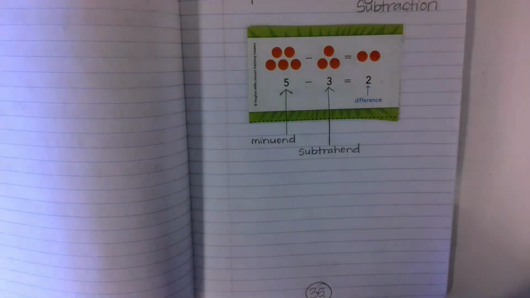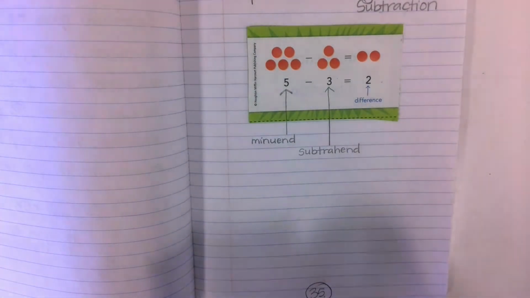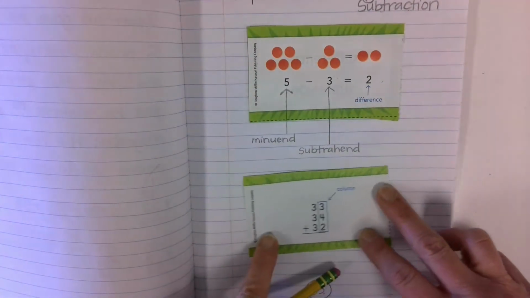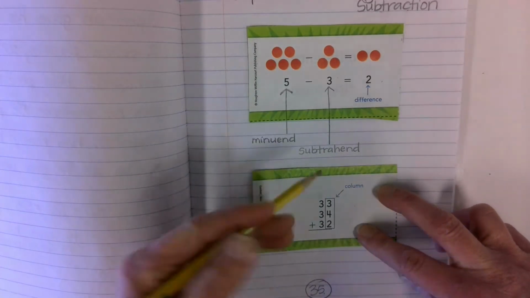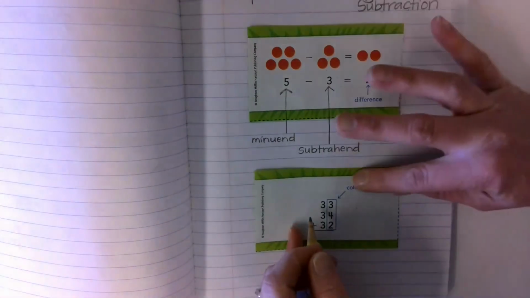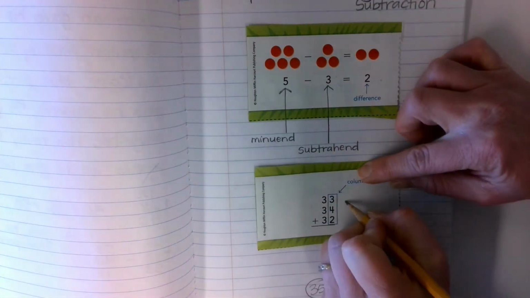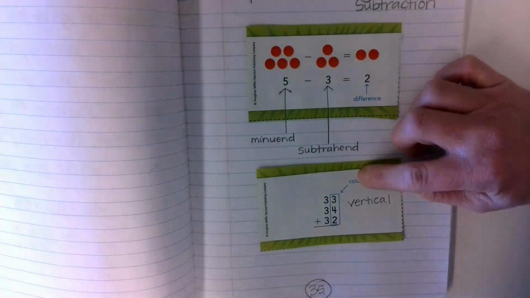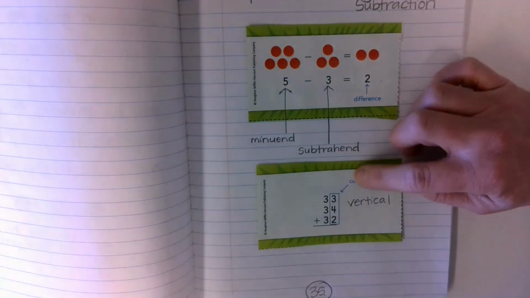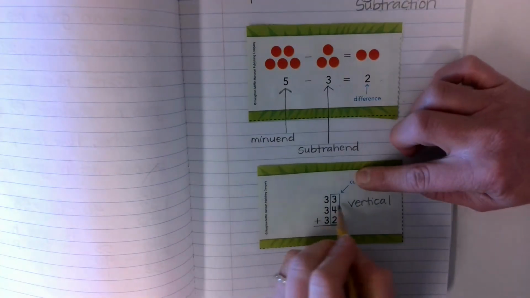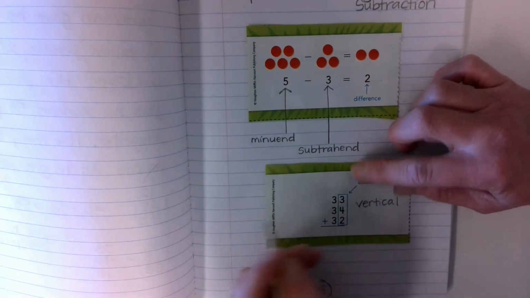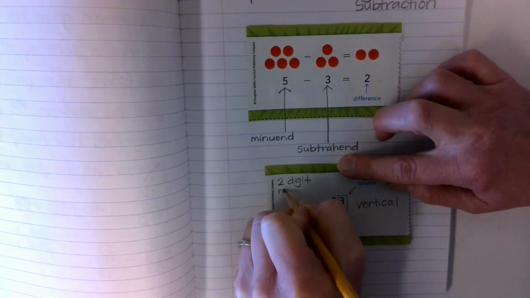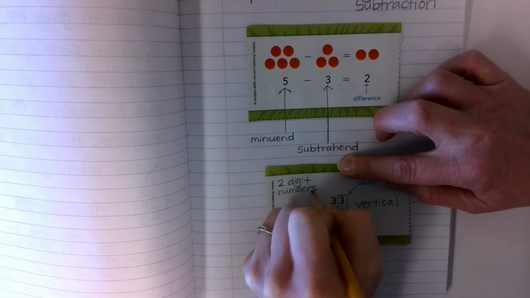Now, the next card that you're going to put in here, I don't want it to confuse you because it's actually an addition fact and we're talking about subtraction. But this reviews what a column is. And a column, I want you to write this, is vertical, up and down. So this is a column. And these are 2-digit numbers. Put that on there.